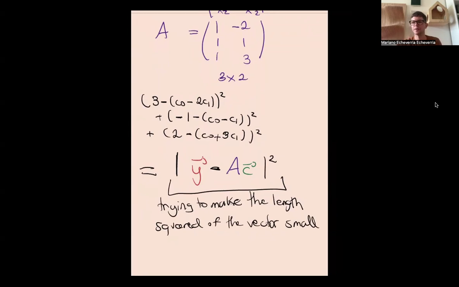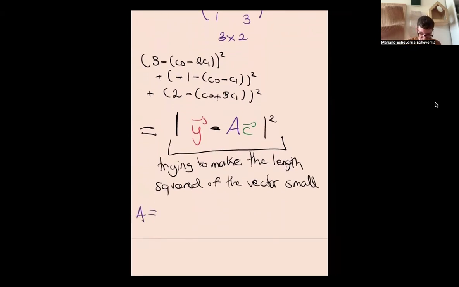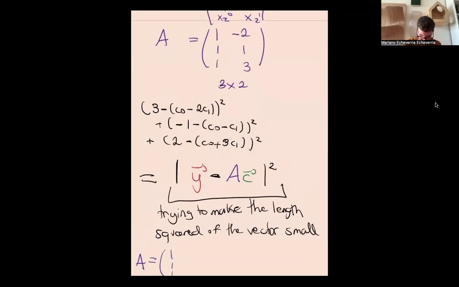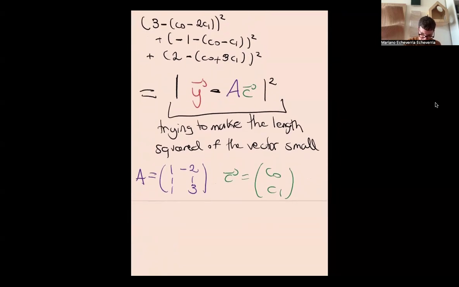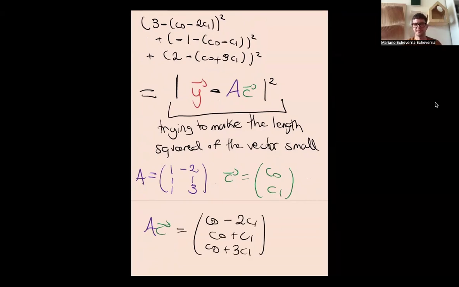So what I thought I would do is show you some pictures so that you see how it all looks in this case. For example, the matrix A was [1, 1, 1], [-2, 1, 3], and the vector C is C0, C1. If you multiply them out, A times C, what do you get? You get C0 minus 2C1, and then C0 plus C1, and then C0 plus 3C1. So those are the entries of the vector A times C.